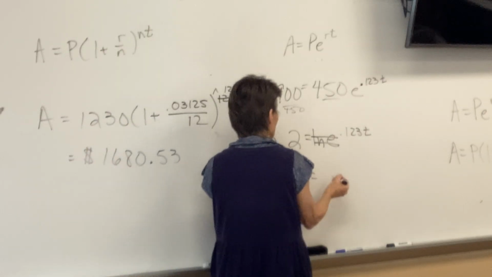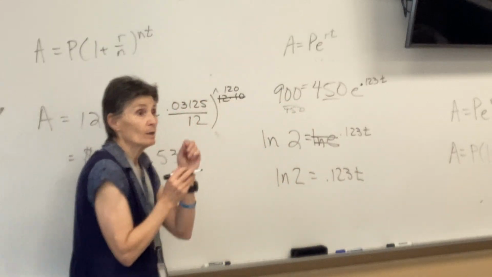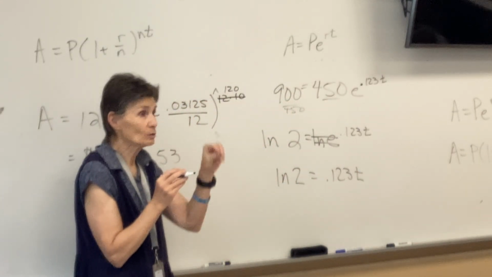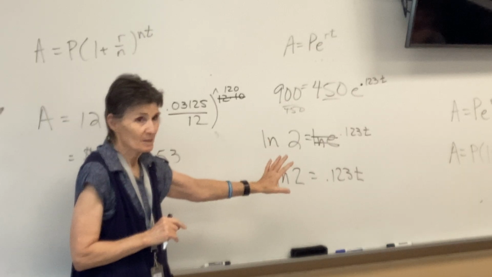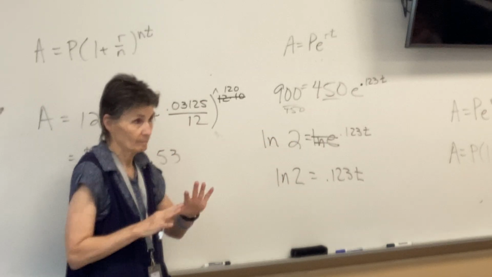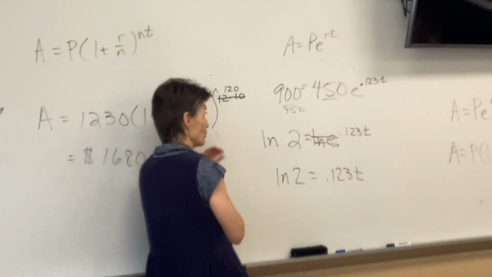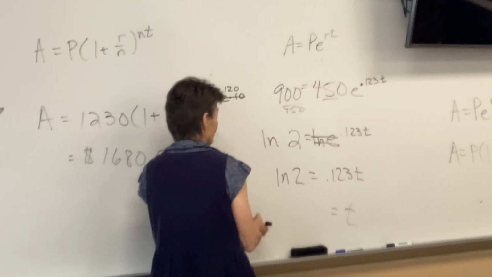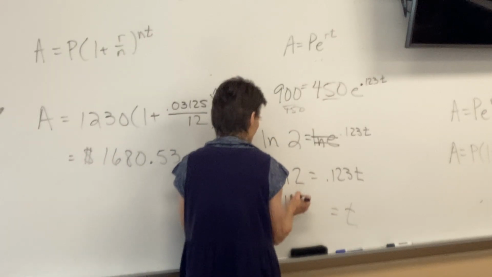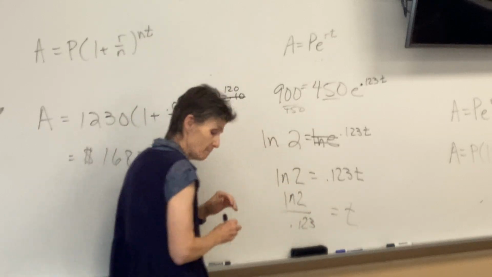So ln 2 equals 0.123t. Kids, you can absolutely log both sides, but nothing will cancel, so it'll be more work. But you can do it. There's nothing wrong with doing that. It's just easier to do this. So finally, how do I get t by itself? Divide. I'm going to take ln 2 and divide it by 0.123.